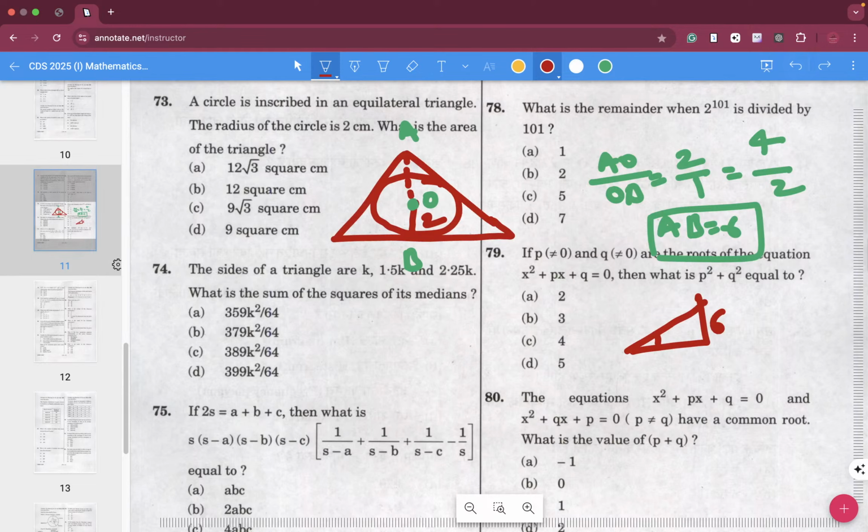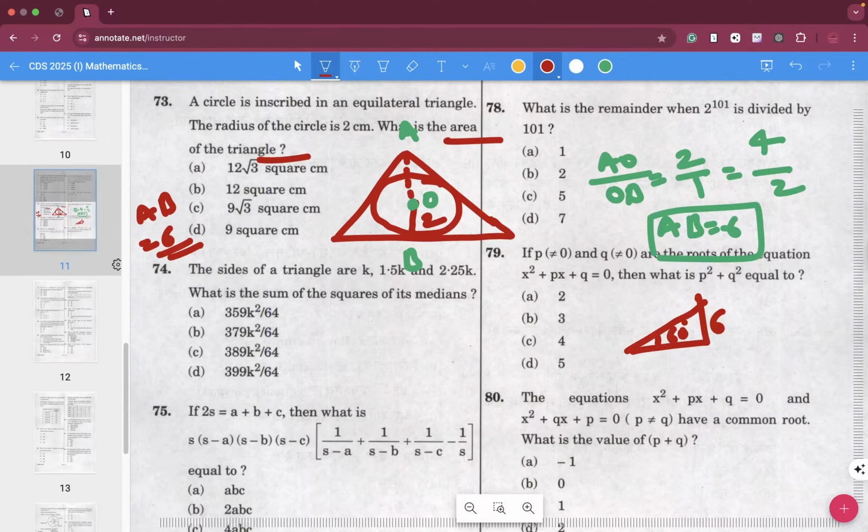This value is 60 degrees, right? Now they are asking what is the area of the triangle. So we know the value of AB. AB is your height and altitude as well, which is 6, right?